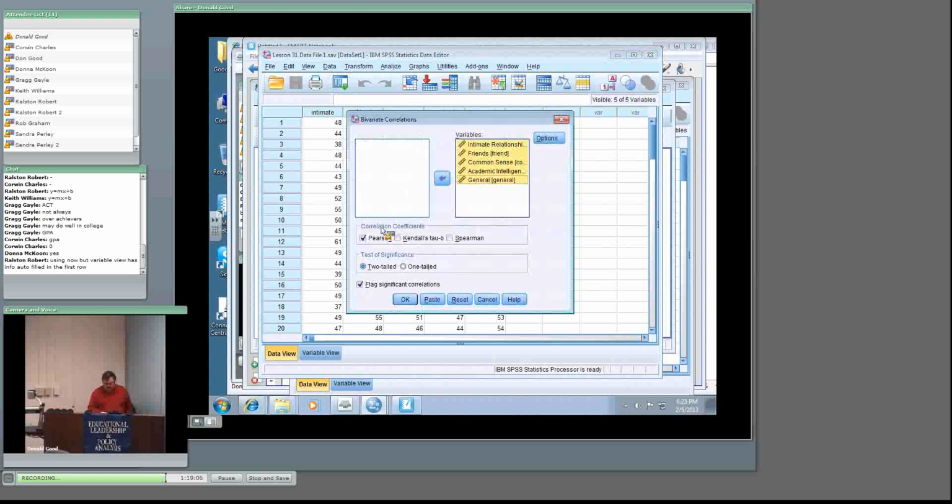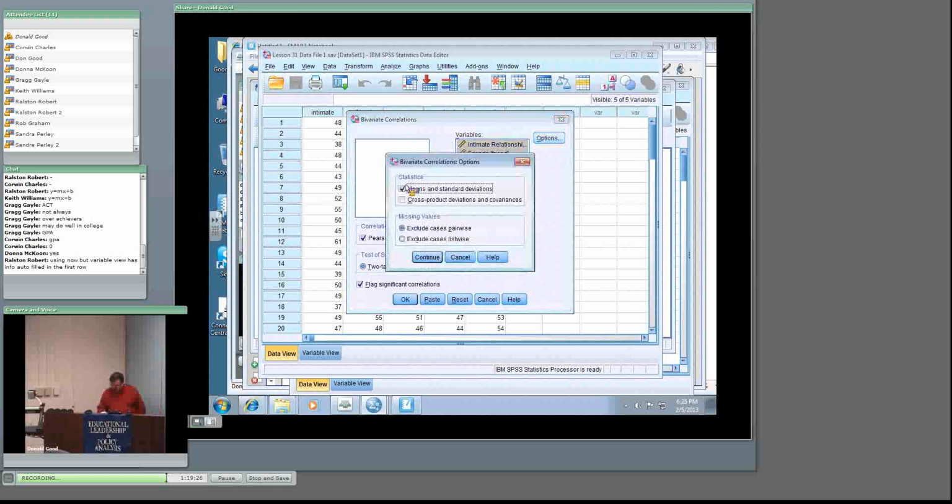It says flag significant correlation. That has to do with when the p-value is less than 0.05. It'll give you a little star there and say, hey, this means something. This is a big deal. Click Options. And I'm going to select means and standard deviations. I think that's all it wants to do. Yeah, that's all. Sometimes I may do it a little bit differently than they tell you here, but I'm doing exactly what they say right now.